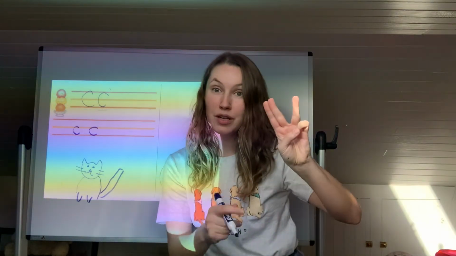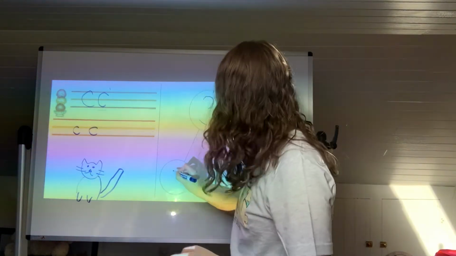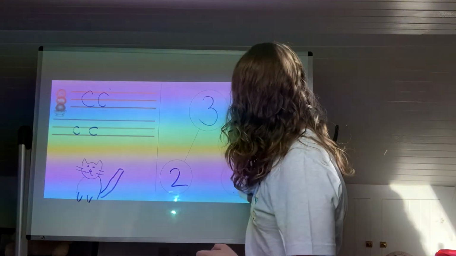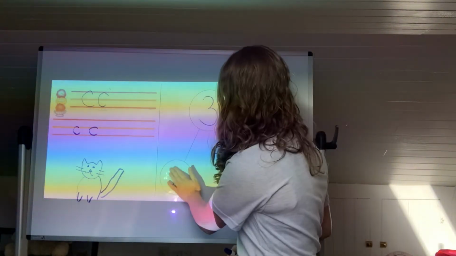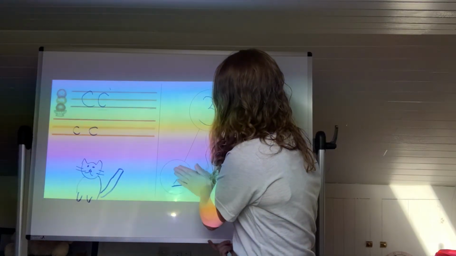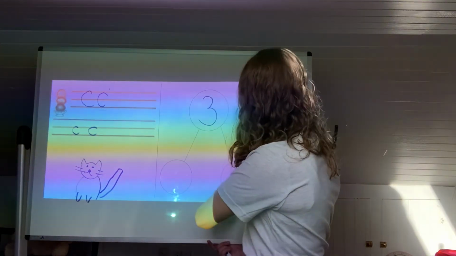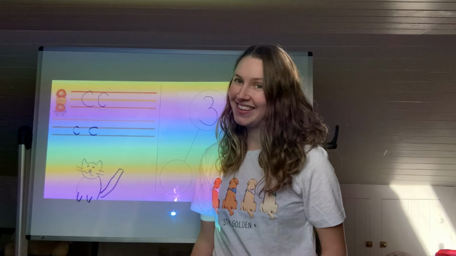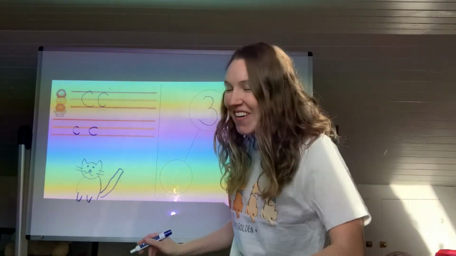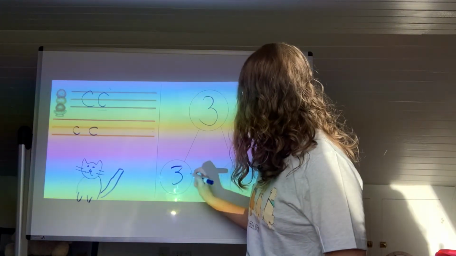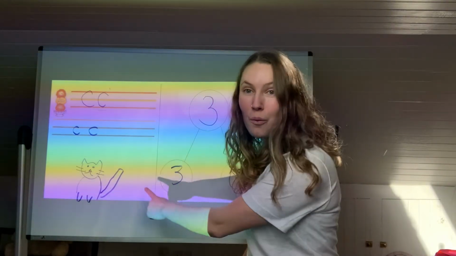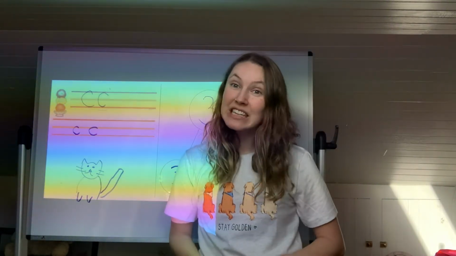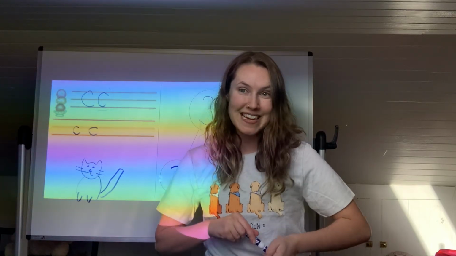Well, I can do 2 and 1. So I would write a 2 and a 1 in my number bond. Or I could do, what if I start with 3? How many more do I need to add to make 3? 0 more. So I could do a 3 and a 0 to make 3. Or I could do a 1 and a 2. So those are the different hidden partners I could use to make 3.